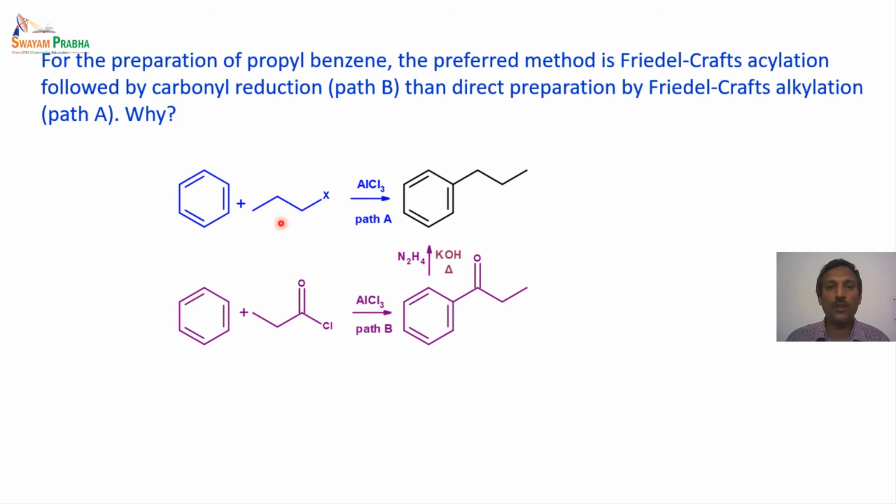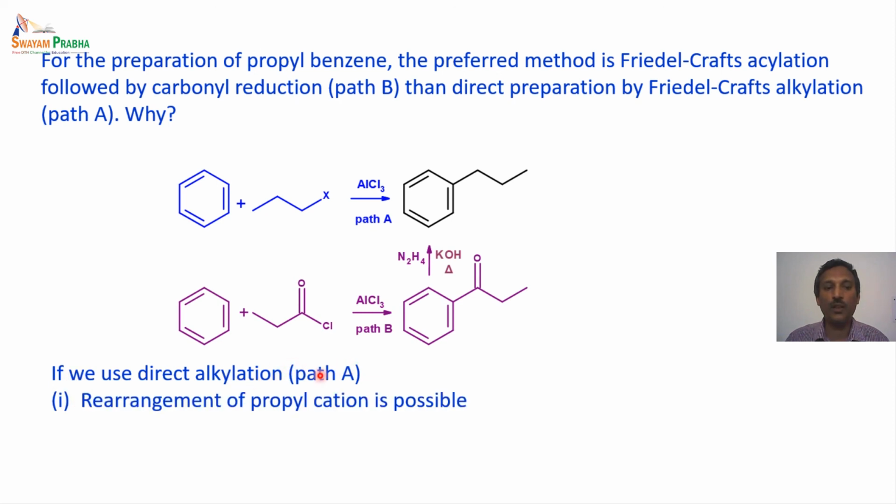So now to solve this problem, what we need to know is what happens in the Friedel-Crafts alkylation reaction. In the case of the alkylation reaction, that is path A, the most important thing we have to keep in mind is the rearrangement of the propyl cation that is formed in this particular reaction. We already know carbocations are involved in Friedel-Crafts alkylation reactions. So those carbocations can undergo rearrangement.